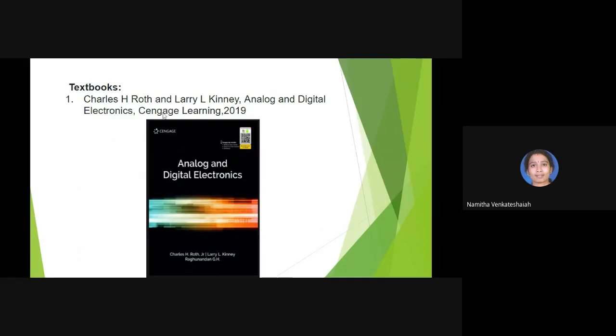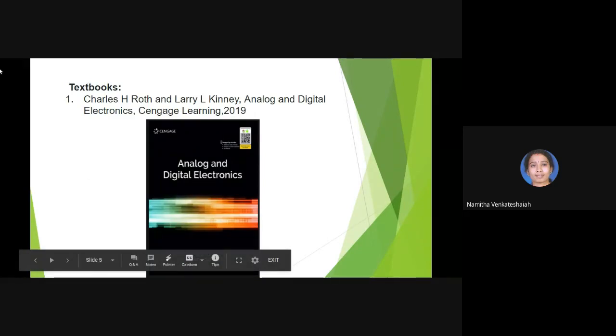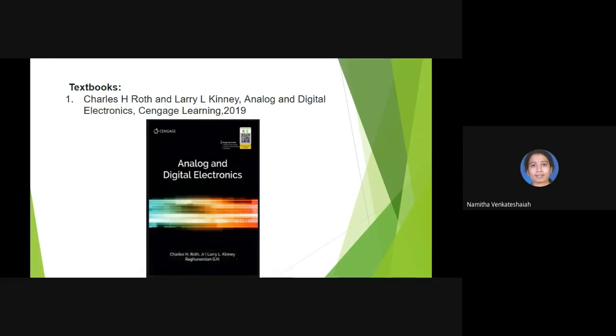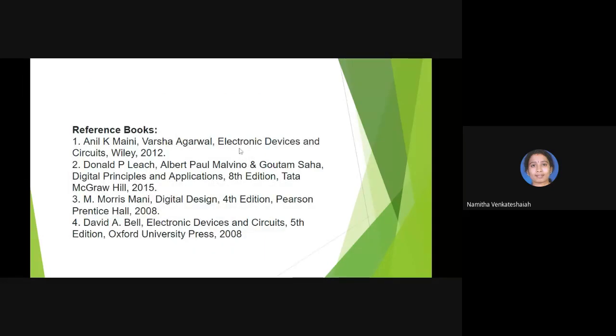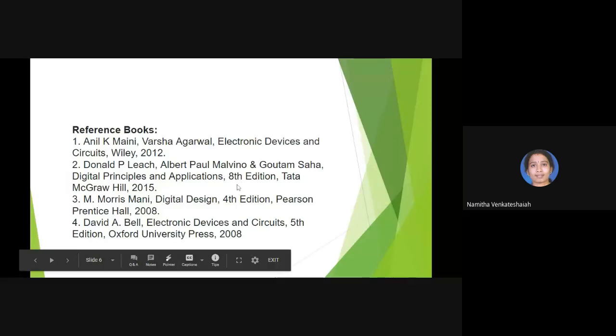Okay. And for your theory, the textbook is by Charles H. Roth and Larry L. Kinney. This textbook covers the entire syllabus. You need not refer to any other textbook for your internals or exam. Definitely for the sake of knowledge, you can refer to the reference books. Okay.